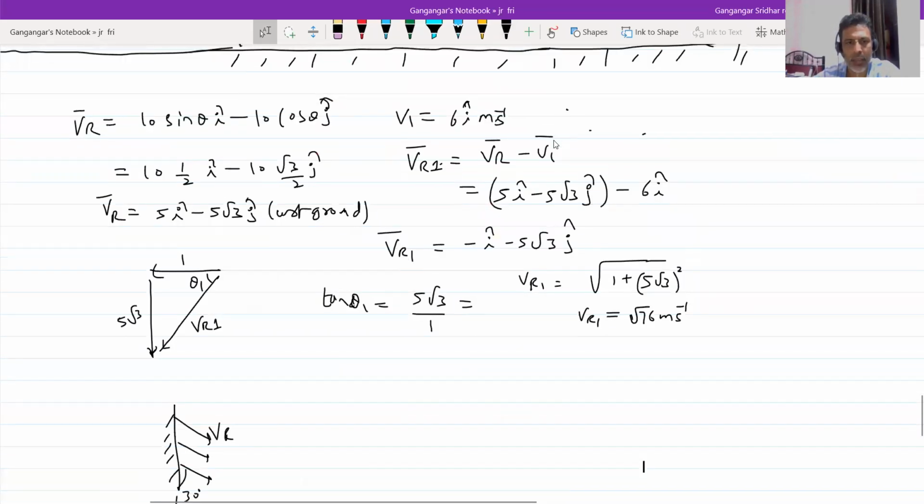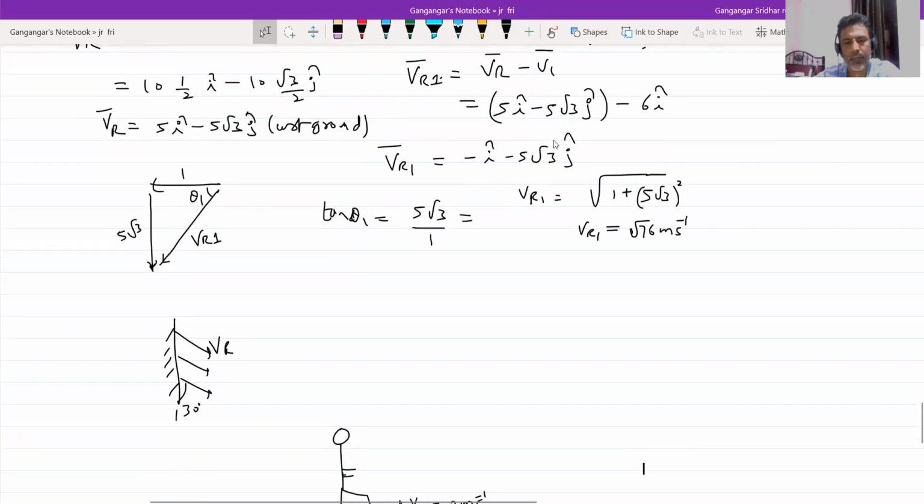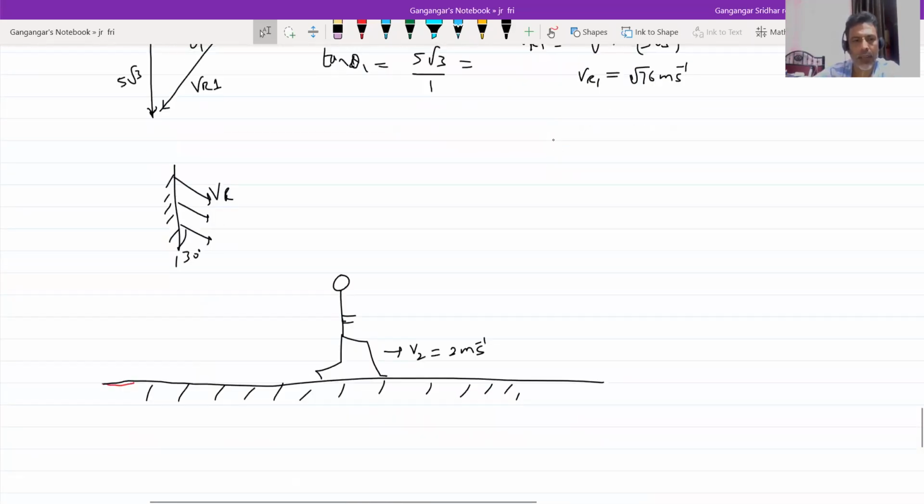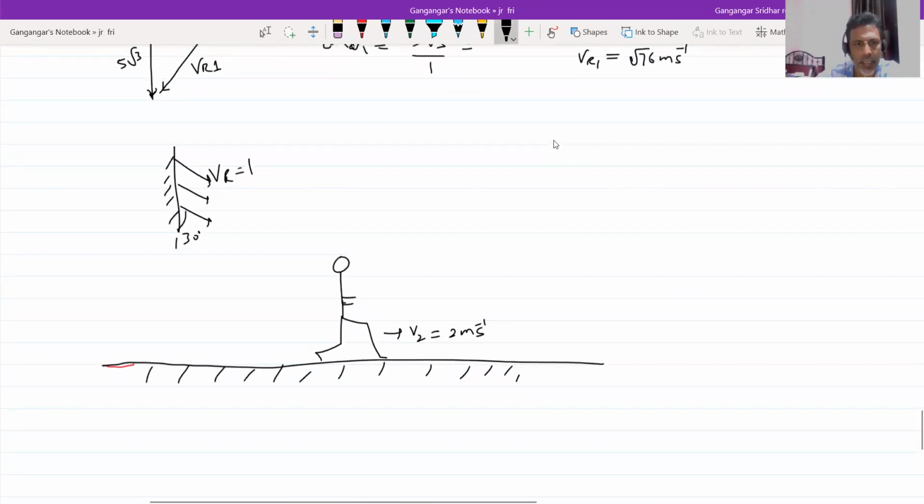5 i cap minus 5 root 3 j cap. From yesterday, the rain was 10 meters per second. So the velocity of VR bar is equal to 5 i cap minus 5 root 3 j cap. Now V2 bar will become equal to 2 i cap.